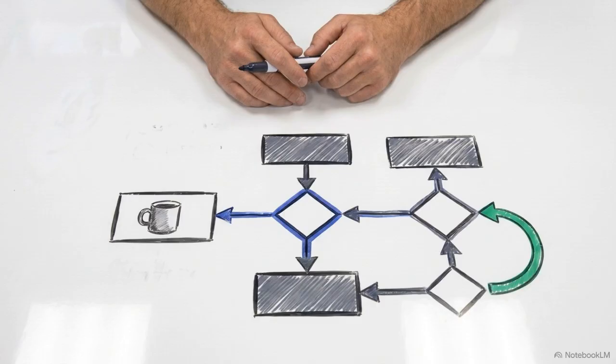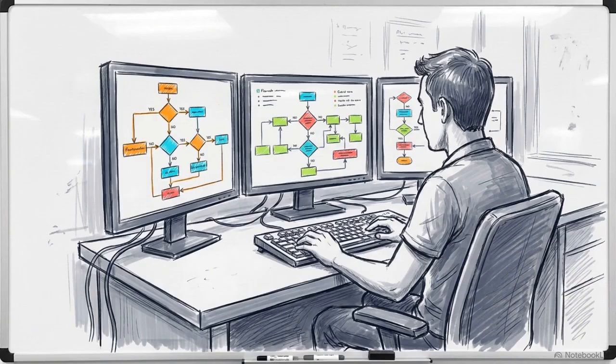To practice, try mapping out a daily routine, like making coffee or commuting, using flowchart shapes. If you can diagram a routine's logic, you can architect the logic of a program.